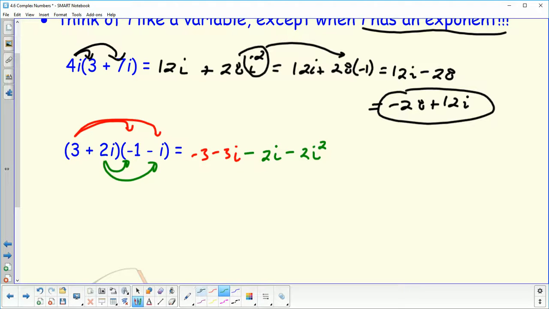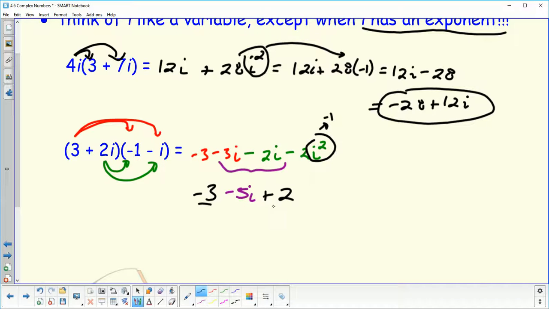Okay, and we can combine some things. So I can't do anything with that -3. I'm just going to rewrite that. However, I can combine these two because they both have an i. So -3i minus 2i gives us a -5i. And then, remember, this i squared is like a -1. So I really have a -2 times a -1, which gives us a +2.